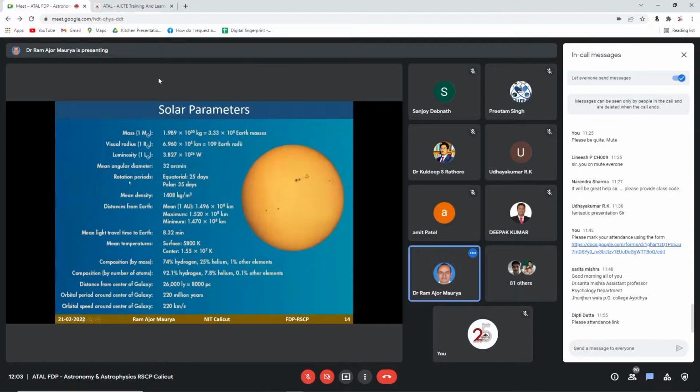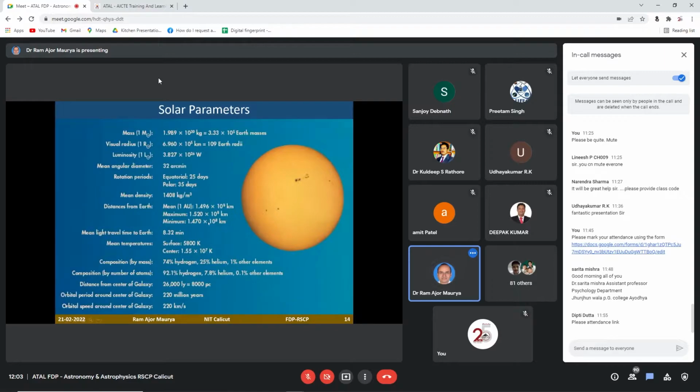The rotation period is 25 days here, at the equator, and if you go towards the polar region, it is around 35 days. So it's not like a solid body. It's a differential rotation. The Sun rotates differentially. Why is it possible? Because it is made of plasma. It's not like a rock solid body.